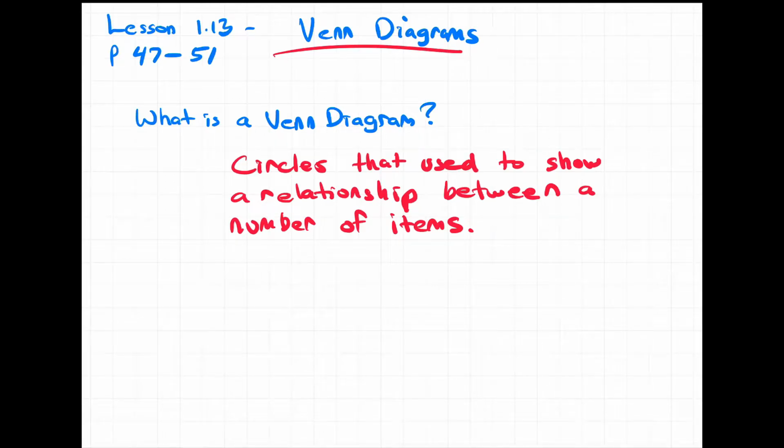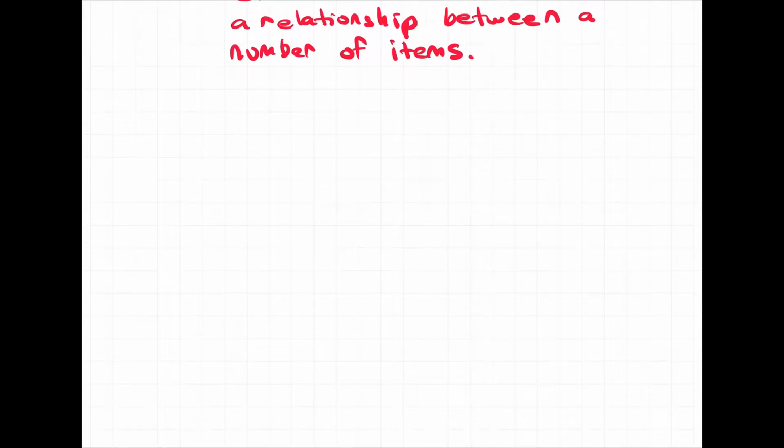This is lesson 1.13 on Venn diagrams, pages 47 to 51. So what are Venn diagrams? Well, they are circles or other objects or shapes that are used to give a visual relationship between a number of items, so how they are related. They are usually circles, and we'll start off with an example right here. That's sort of the best way to illustrate this.